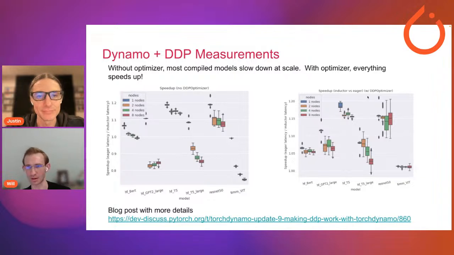And so that's what the optimizer actually does. On the right graph, you can see the speedup again with the optimizer turned on. And so in this case, we're in all cases above 1.0, and it's a much tighter distribution in terms of scaling up. So as we add more GPUs, you can keep the performance advantage of Inductor longer and longer.